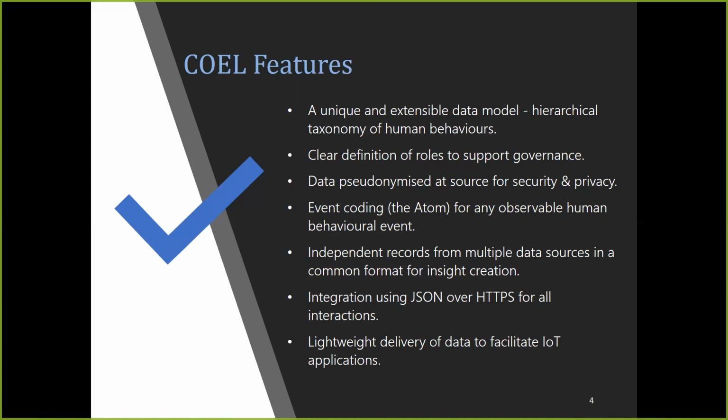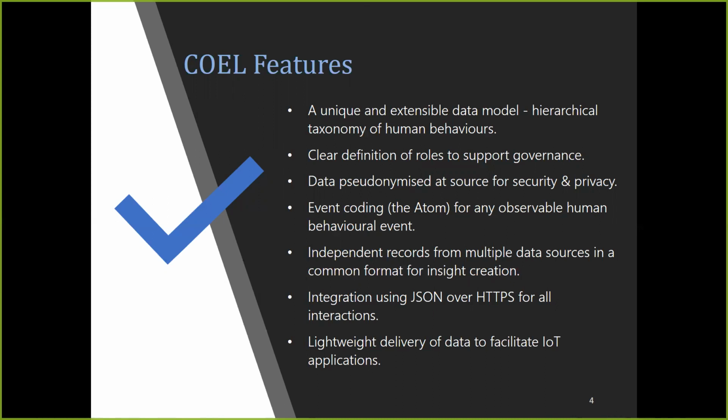The data, part of the privacy by design, is pseudo-anonymized from the very beginning, and some members of the ecosystem never have visibility of the individual's identity. All the events are coded in a concept called the atom, which Josh will talk about in a little more detail, that covers any observable human behavior. By and large, we talk about observable behavior rather than feelings, emotions, or thoughts. Therefore, we are talking about something that can be measured and monitored by the environment or by wearables, or individually reported or observed.